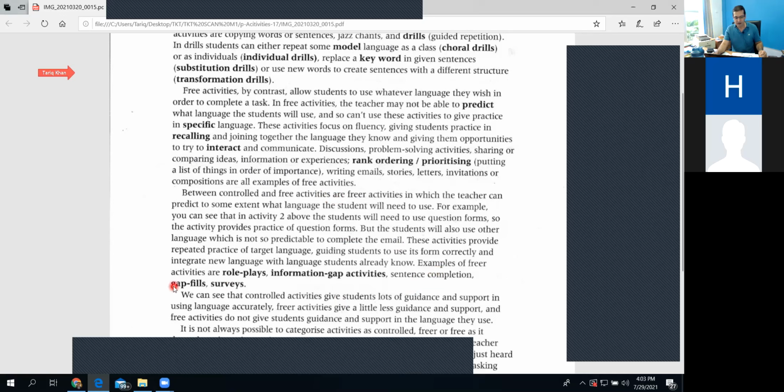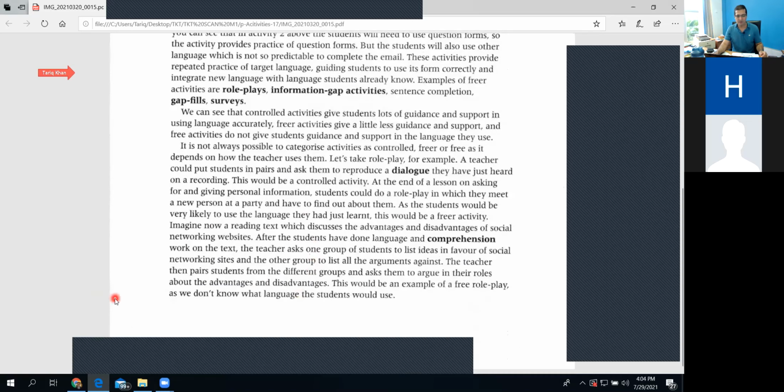Examples of freer activities are role plays. In role plays, you ask a person to act in a particular way, so they are bound to do the acting that way, but how they express themselves is the free area of it. Information gap activities, sentence completion, gap fills, and surveys are other types.